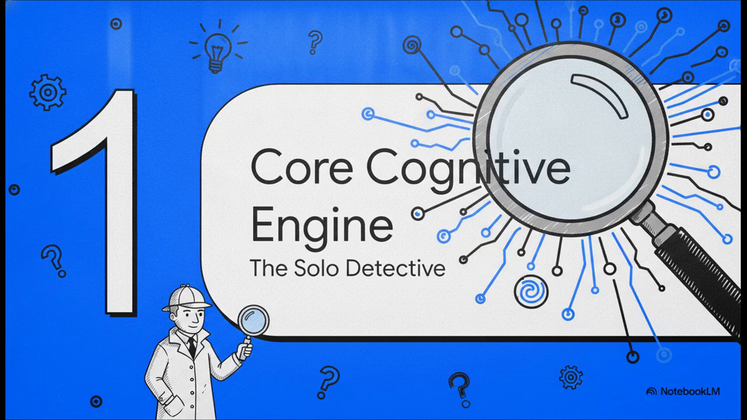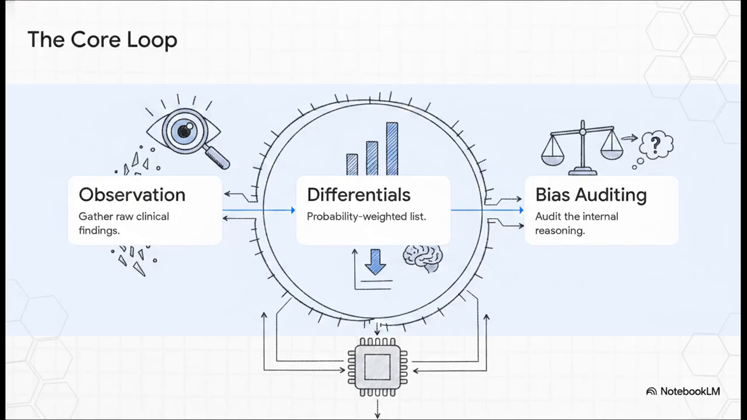Section 1, the core cognitive engine, or as we like to call it, the solo detective. To truly understand the macro-level operations of a whole hospital, we've first got to quickly ground ourselves back in the micro-level. We've seen this core loop of clinical cognition in action in the earlier lessons. It's step 1, observation. Step 2, differential building, where you take raw findings and create a probability-weighted list of possible diagnoses. And step 3, bias auditing.